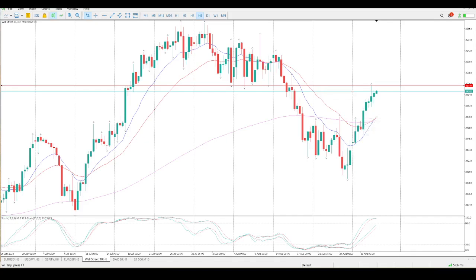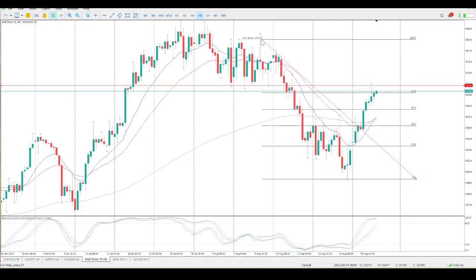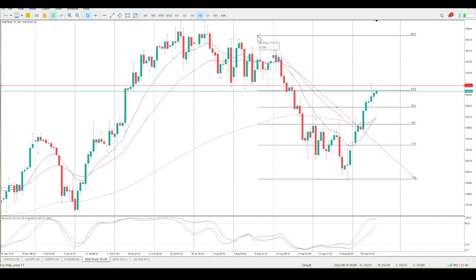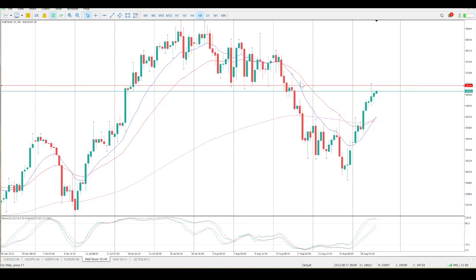We've got the oscillators all grouped to the upside, and if I just take my Fibonacci here and take it to there, you're going to see that the 61.8 is here as well. So that is an area where the bears would want to try and get involved. Okay, so that's definitely an area that they're looking to regain.